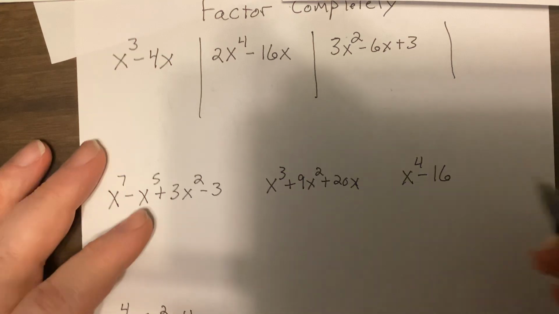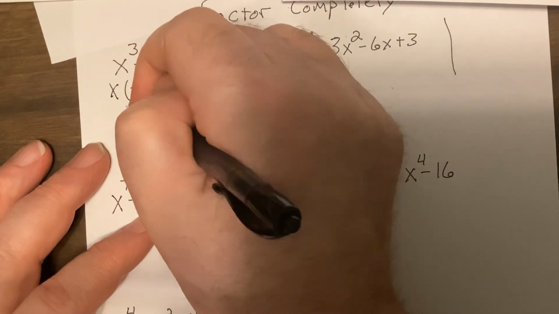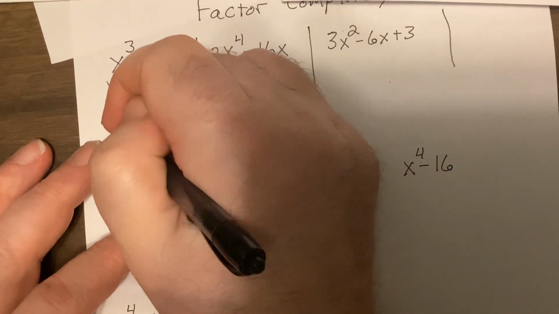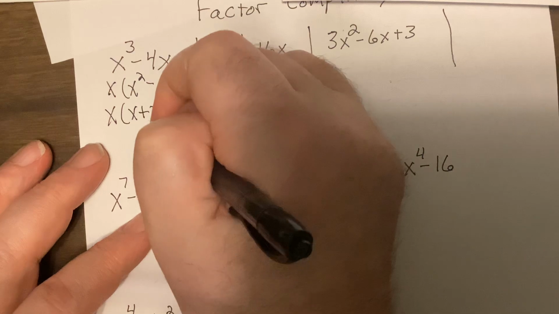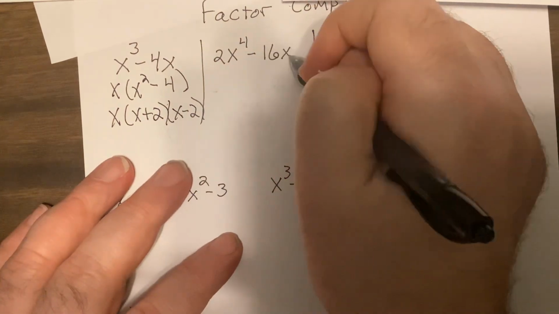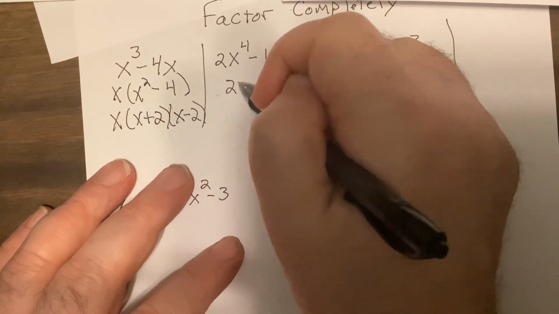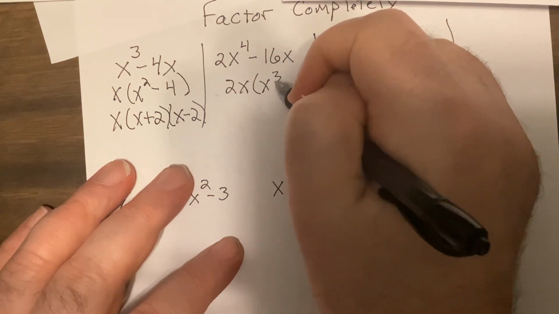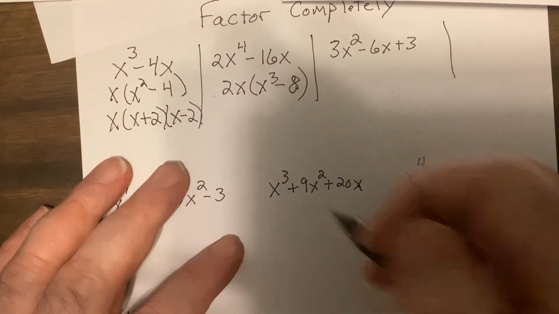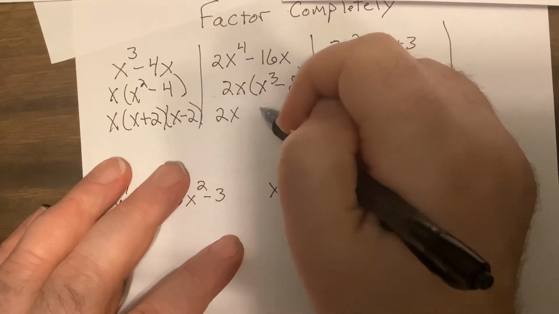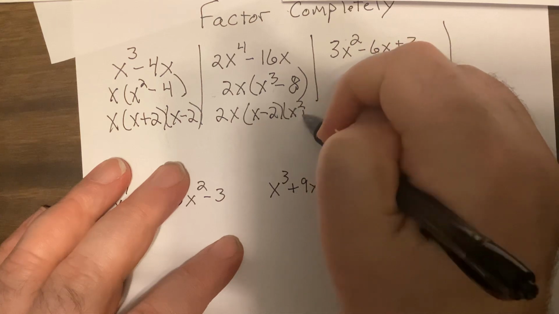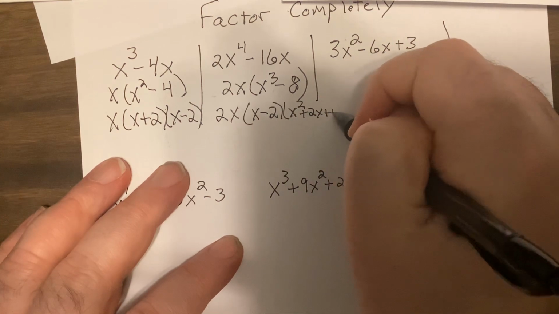Okay, so factor out of x. Oh my goodness, that's a difference of squares. So it'd be x plus 2, x minus 2. Here, factor out, it's 2x. So it'd be x cubed minus 8. Oh, that's the difference of cubes. So it'd be 2x, x minus 2, x squared plus 2x plus 4.